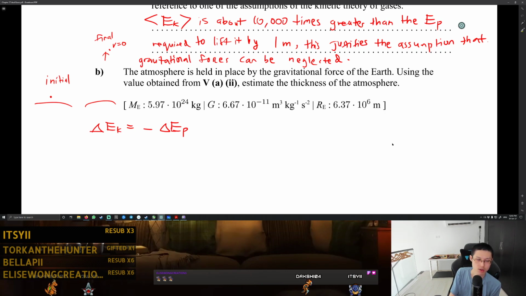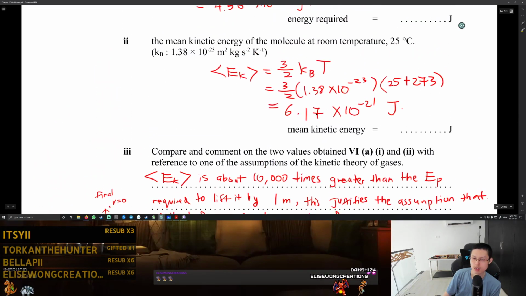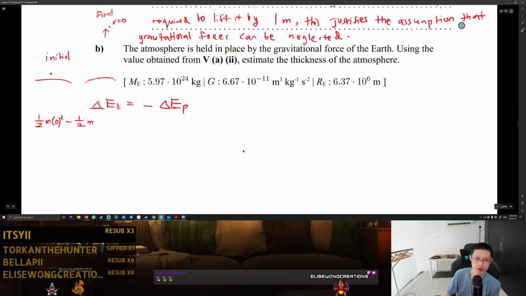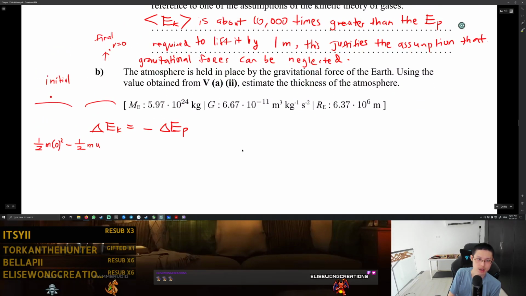Okay, so my final kinetic energy is zero, and my initial kinetic energy is going to be half m v0 squared. So what is my initial speed going to be? The initial kinetic energy, well, we know it's actually this guy here, 6.17 times 10 to the negative 21. So we can just replace this with 6.17 times 10 to the negative 21.